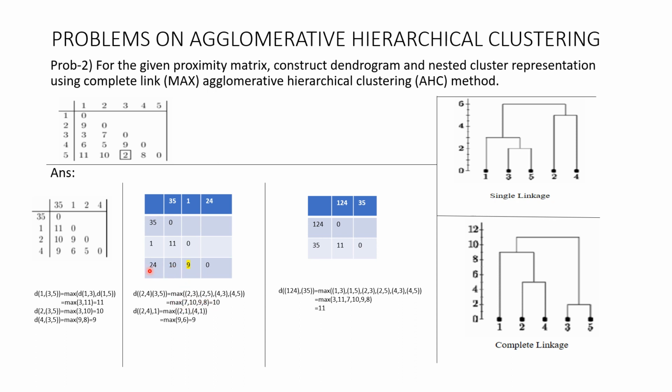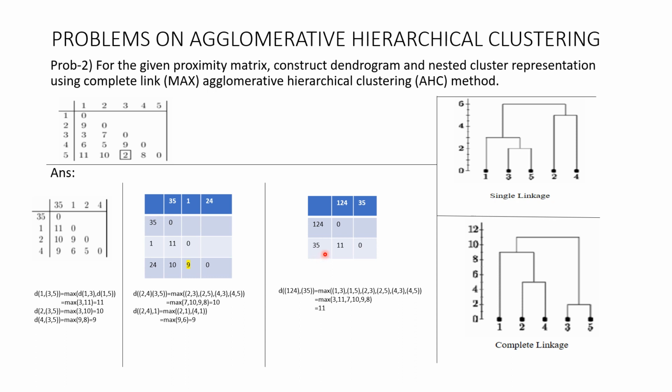Next, calculate the distance from 2, 4 to 1. How do you calculate? The maximum of 2 to 1 or 4 to 1. What is 2 to 1? 9. And 4 to 1 is 6. The maximum is 9. Once you have this, again repeat the same process. Which is the smallest number? The smallest number is 9. Now which points do you have to merge? You have to merge 1 with 2, 4. So 1, 2, 4. The remaining points are 3, 5.